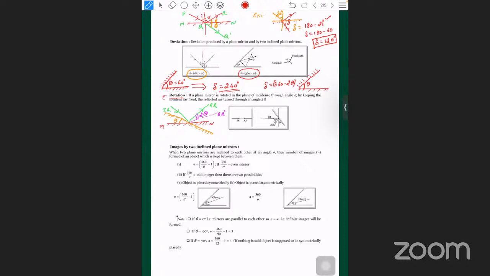If a mirror is rotated by an angle theta, the reflected ray is rotated by what angle? It is not theta, it is going to be twice that, 2 theta. Remember that concept. No need to prove that.